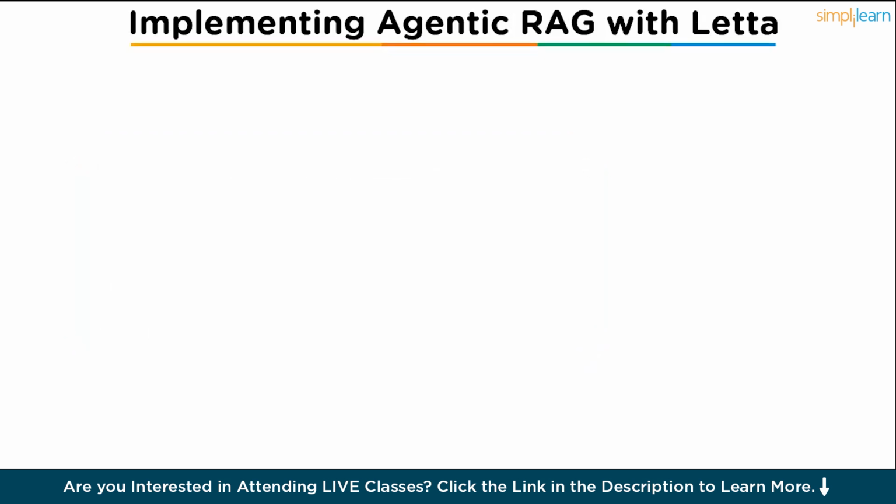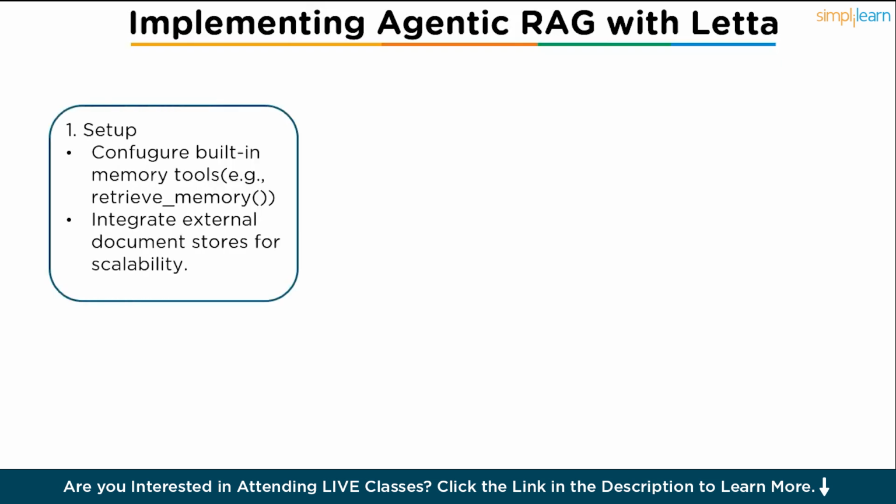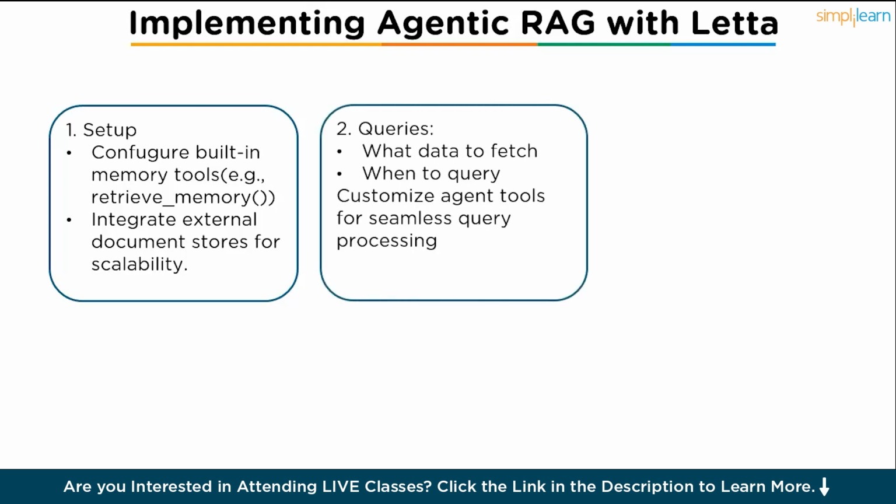How can we implement Agentic RAG with Letta? Implementation of Agentic Retrieval Augmented Generation, which is RAG, in Letta involves a structured three-step process. First one is setup. Configure inbuilt memory tools such as retrieve memory to manage data effectively. It also integrates external document stores to ensure scalability and seamless data access. Next, we have queries, which define what data the agent needs to fetch and when queries should be triggered. Customization tools for streamlining query handling, making an agent more dynamic and efficient, are also part of this.